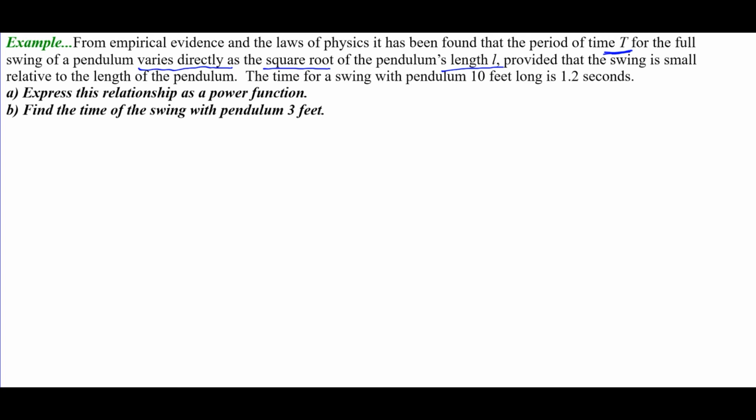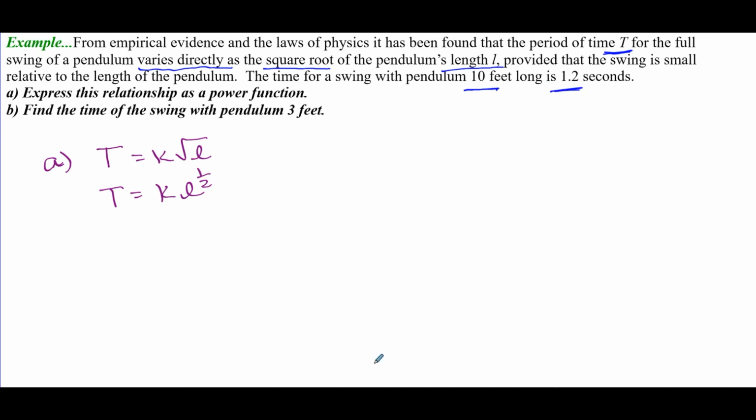So we want to do two things here. We want to express this relationship as a power function. So if we go back through that sentence where we found the key information, t varies directly, so t equals k. Since it varies directly, we know that the variable is going to have a positive exponent or definitely be in the numerator. So the next variable is L, and it's the square root of L, so we can write it like this, or if you prefer, we can write this as k L to the 1/2. Now what we want to do here is plug in the values that we were given in the problem so that we can find what the value of k should be.